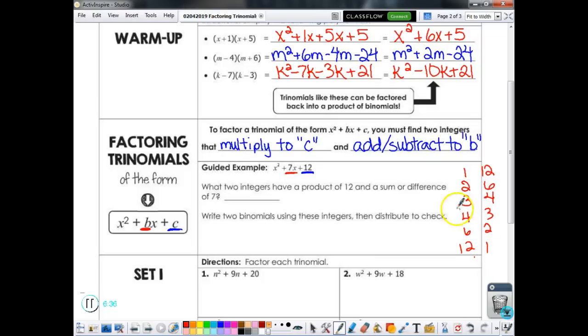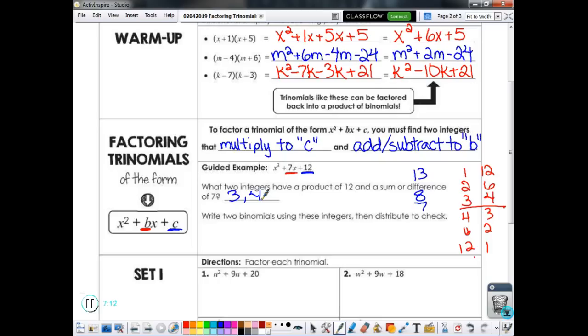So I can just stop here because these are all the same. They're just reversed. So these don't matter down here, okay? All I'm worried about is these two, okay? So then I need to add them together. So if I add 12 plus 1, I get 13. 6 plus 2 would give me 8, and 4 plus 3 would give me 7. Okay, so my two integers are 3 and 4.